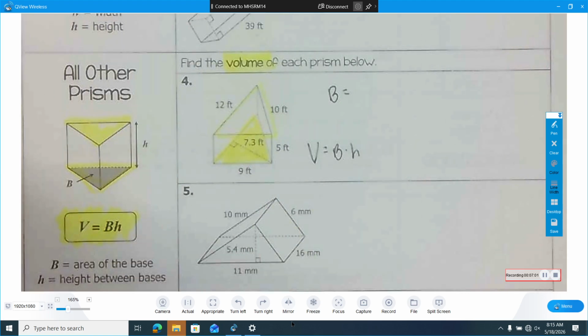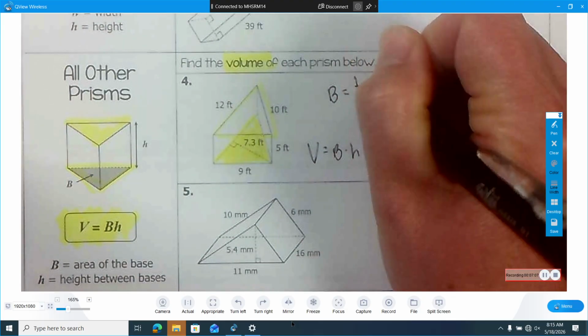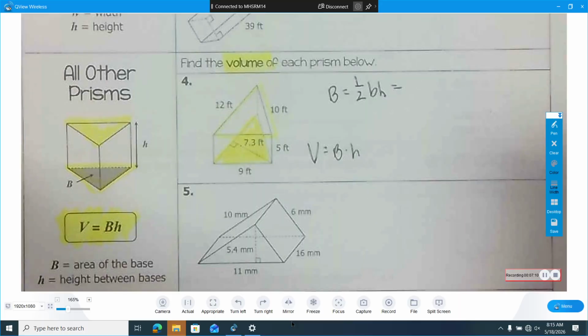Well, it's a triangle. How do you find the area of the triangle? One half little base times height. So one half little base times height. What is the base of that triangle?